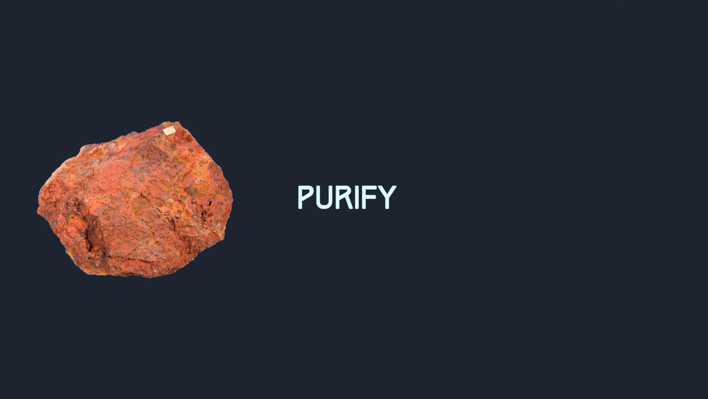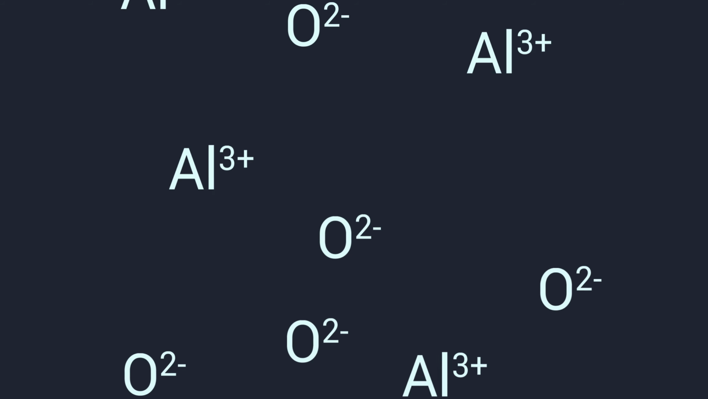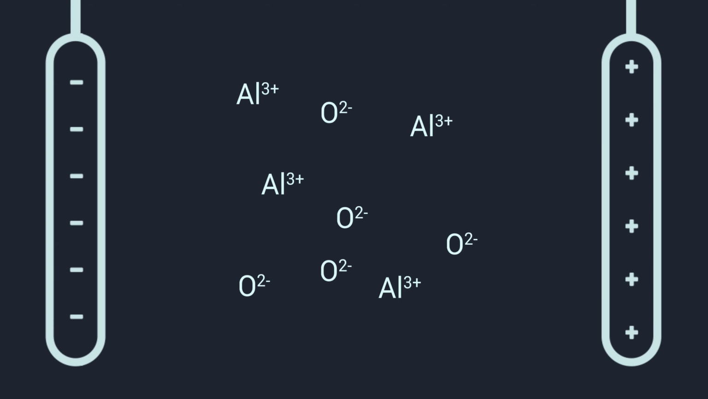So after purifying the bauxite to just have aluminium oxide, we would add a substance called cryolite, which reduces the melting point of our compound. This means we need less energy in order to achieve molten aluminium oxide. Now that we have molten aluminium oxide, the ions inside are free to move. As you can see, we have both the positively charged aluminium ions as well as the negatively charged oxygen ions.